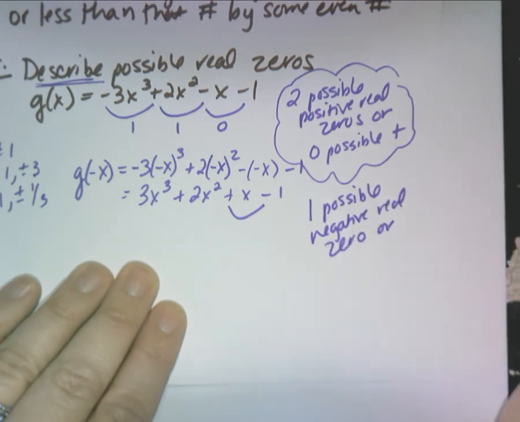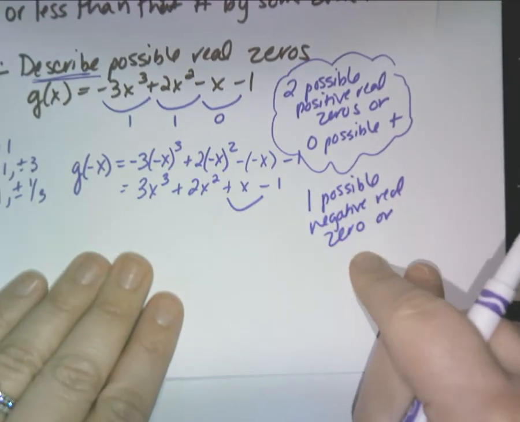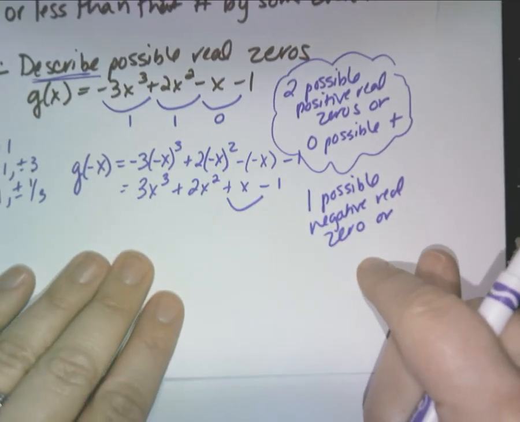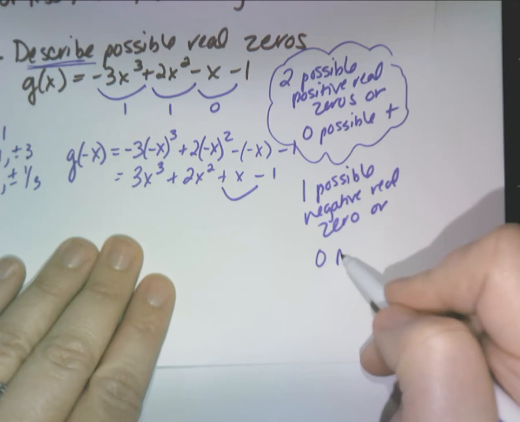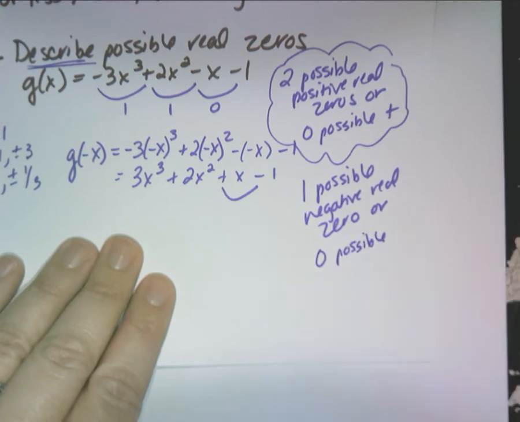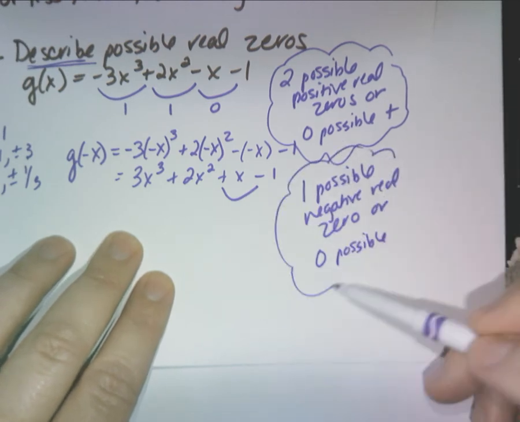Or, according to this, or less than that by some even number. What's the next odd below 1? Negative 1. Well, negative 1, but you wouldn't say I have negative 1 real zero. So you would just say or 0 possible. You can't go to negative 1 real. I have negative 1 amount of real zeros? No, you just have 0. Okay, so again, what does that mean?